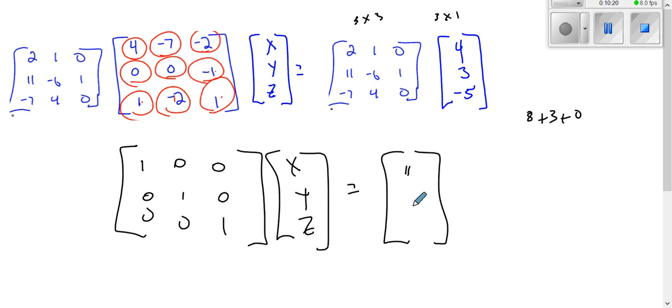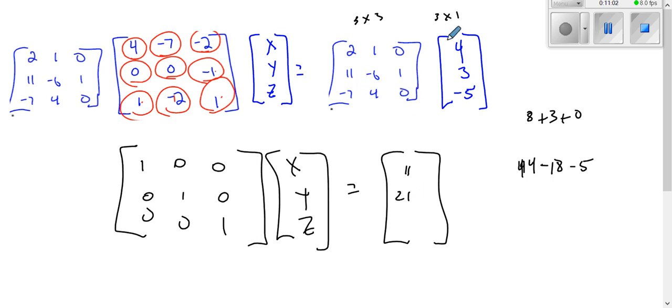So second row, first column would be this times this. So 4 times 11 is 44. Negative 6 times 3 is negative, so plus a negative 18. And then 1 times negative 5 is negative 5. So 44 minus 18 minus 5. Oh, geez. 44 minus 18 would be... Oh, I hate doing that in my head, I'm just going to grab a calculator. I know I'm going to do it wrong. 44 minus 18, then minus 5 is 21.